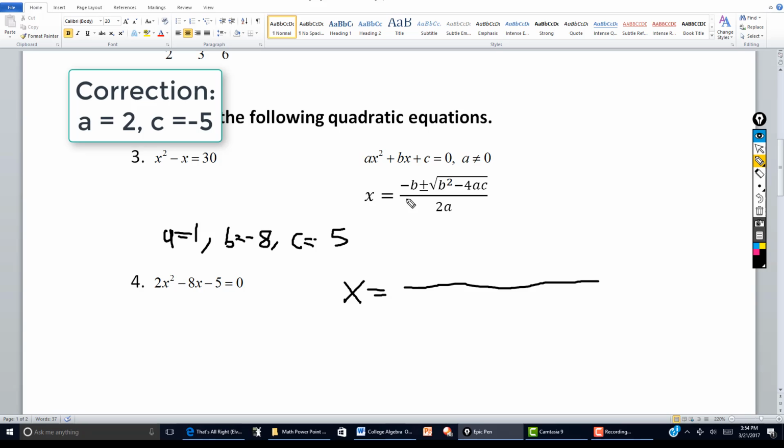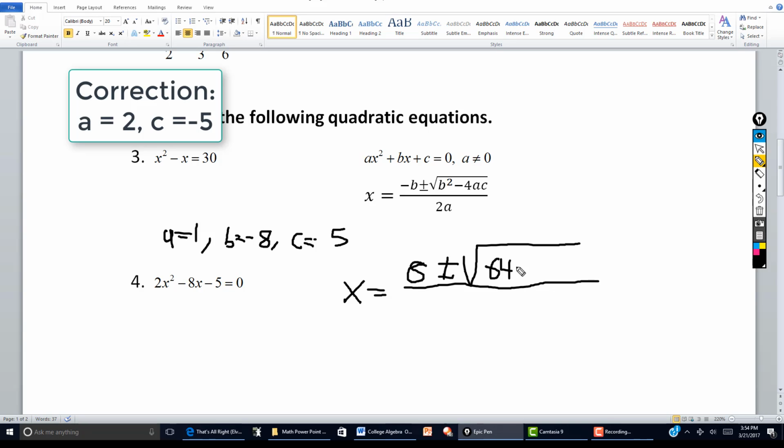Okay. So b is -8, and this is minus b. So this would give me an 8. B is -8, and then a negative makes it a positive. So it'd be plus or minus. And then under the radical, it's the square root of b squared. B is -8, so -8 squared, that's -8 times -8, so this will be 64. So this first term here is going to be 64.